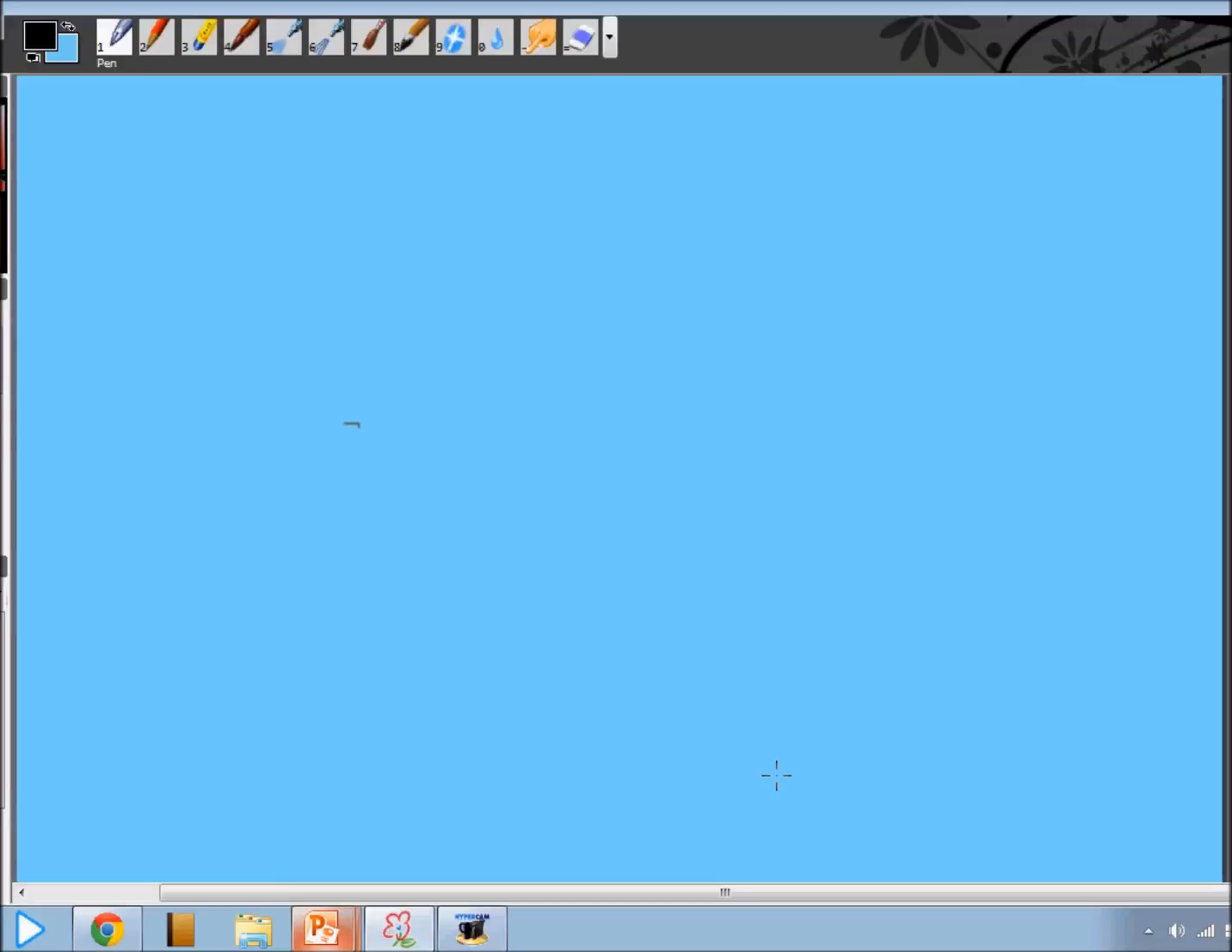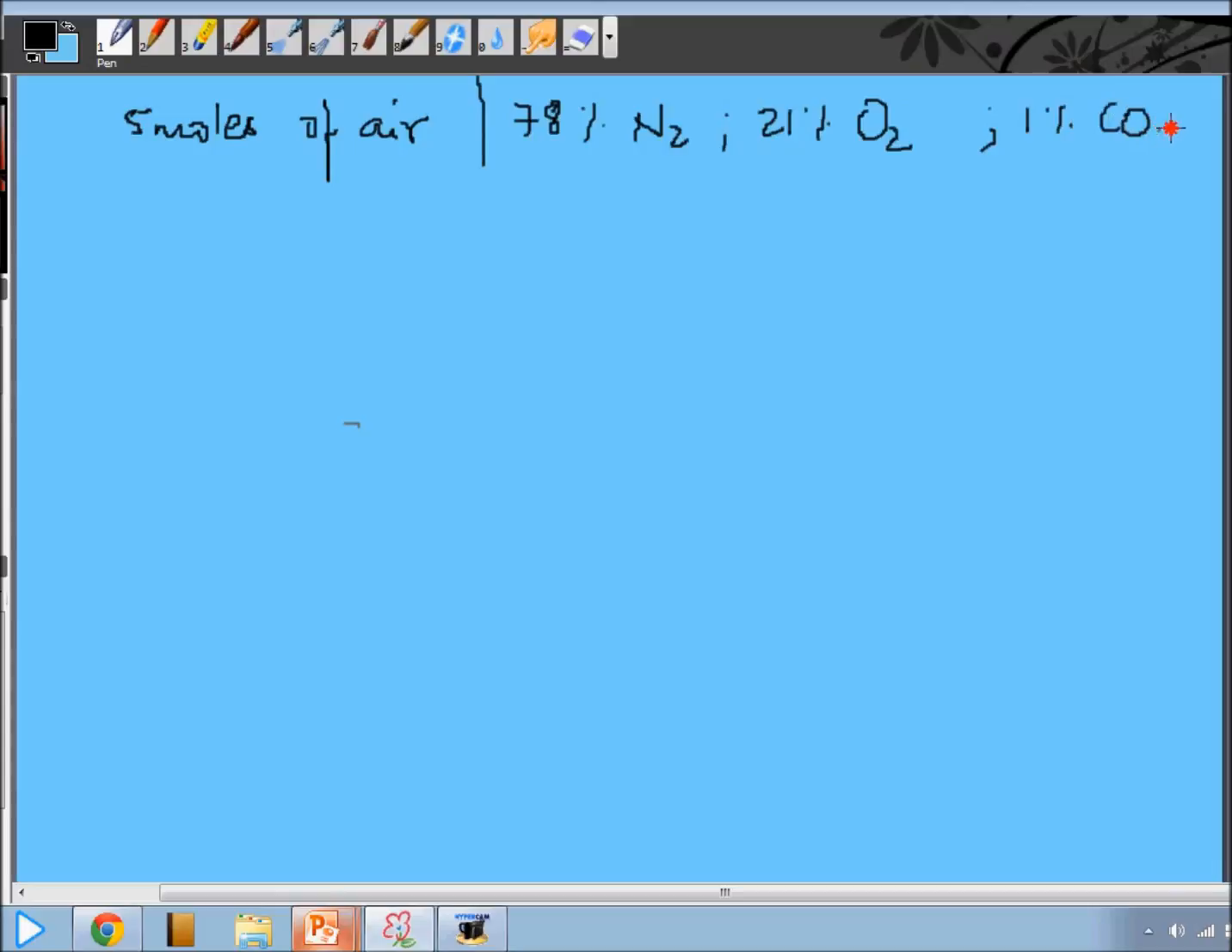So first, you know that you have 5 moles of air. Next, what we have been given is that we have 78% N2, 21% O2, and 1% CO2. This is the molar composition of your air sample, and the air sample is 5 moles.